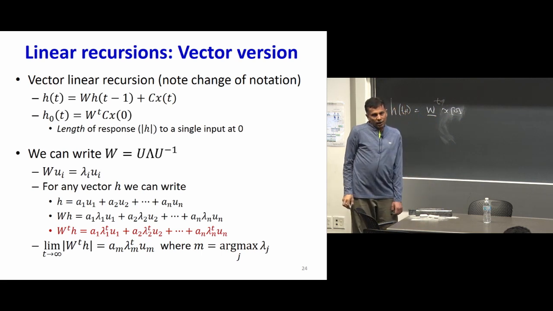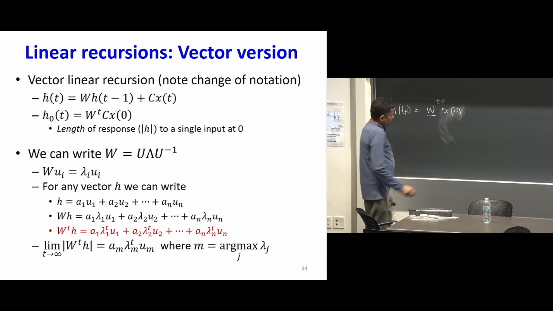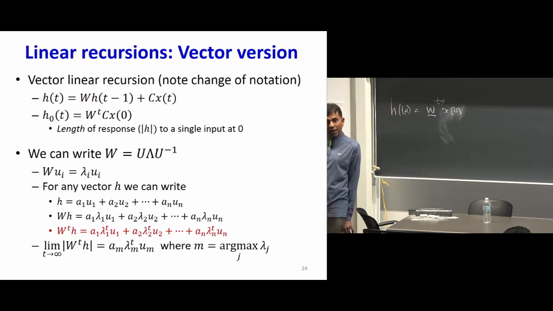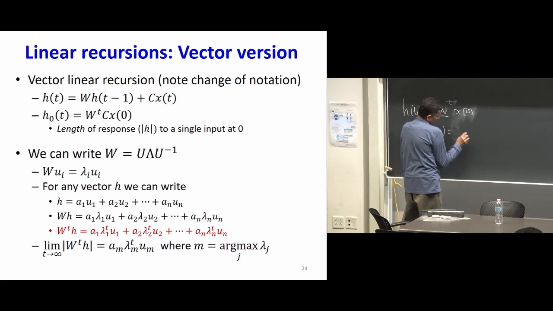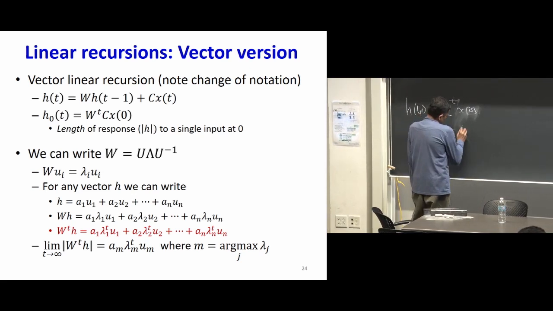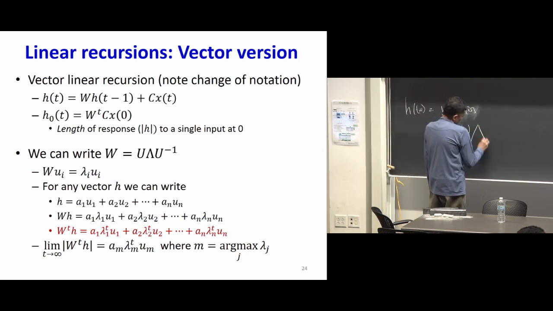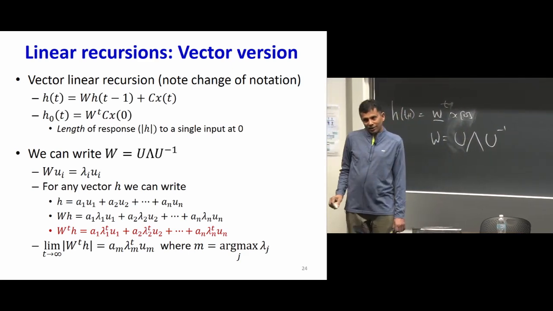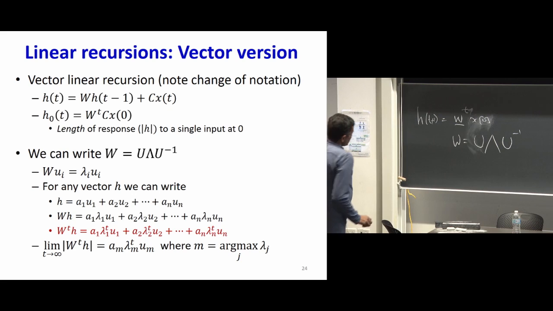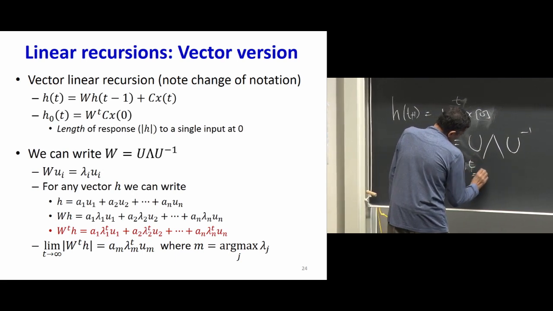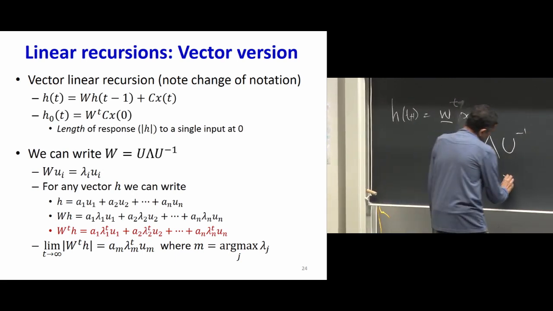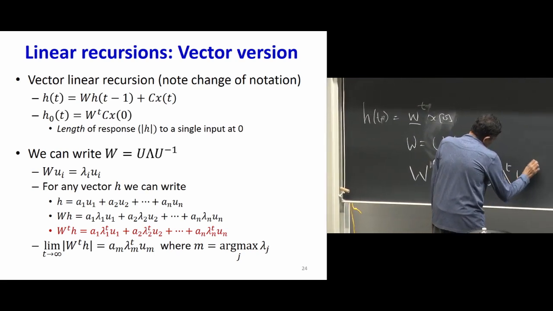Since W is a square matrix, I can write the eigen decomposition of pretty much any square matrix, right? So what would the eigen decomposition of W be? The eigenvectors times lambda times the transpose. Inverse, right? It's transpose only if W is symmetric, right? So what is W raised to N or W raised to T? That's going to be U times lambda raised to T times U inverse, right?